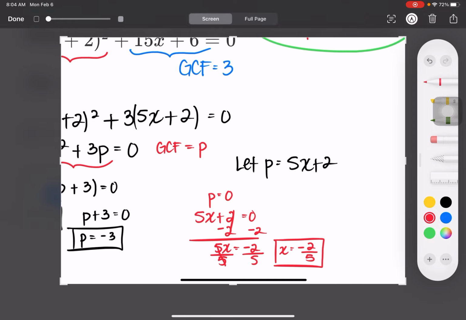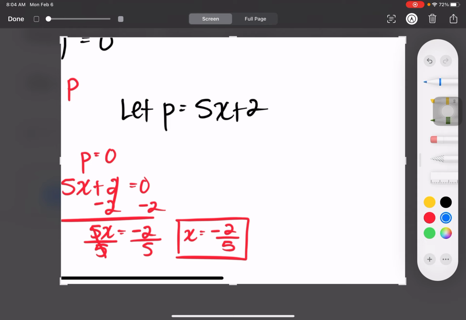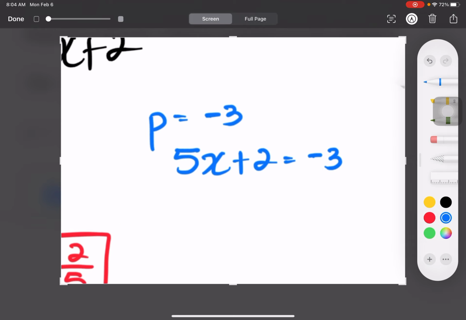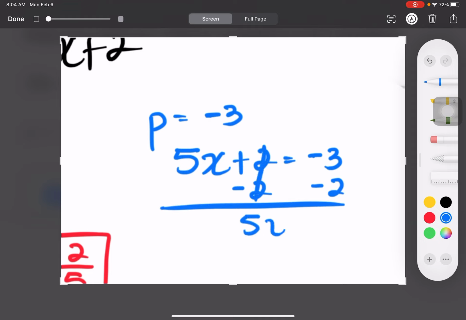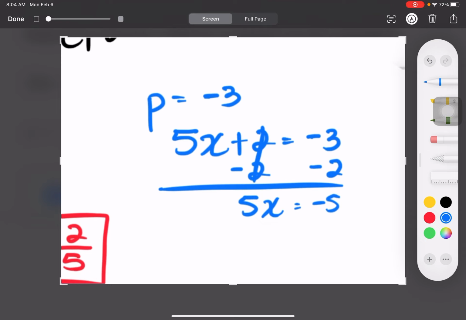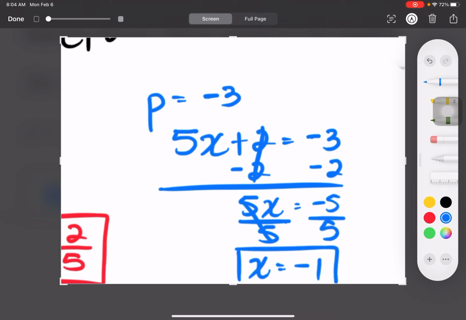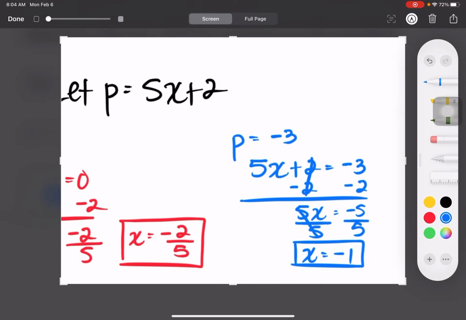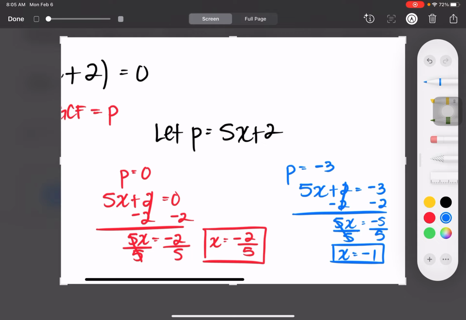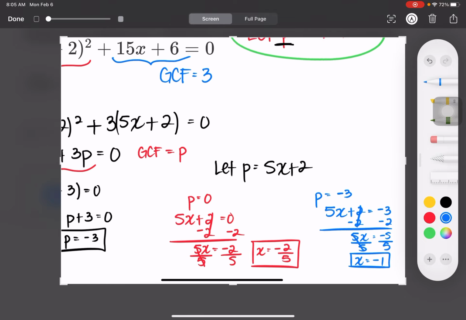I could try with the next one, with the negative 3. It's written in blue. P equals negative 3. And that becomes 5x plus 2 equals negative 3. So let's subtract 2 from both sides. I have 5x equals negative 5. Then from there, the last step is to divide by 5 on both sides. And x in this case equals negative 1. So I could input either of these as my solution. I'm actually going to try to input the fraction just because that seems like the most difficult answer in this case as compared to the whole number.